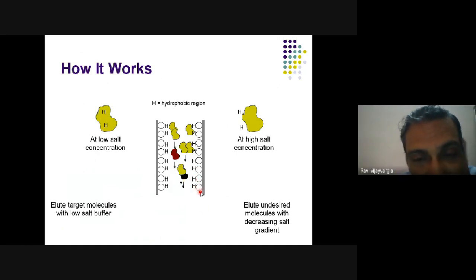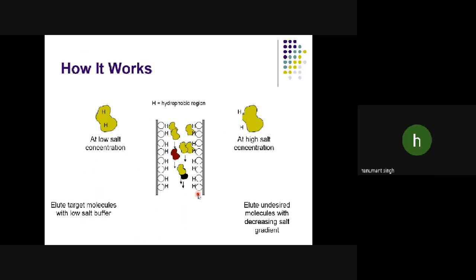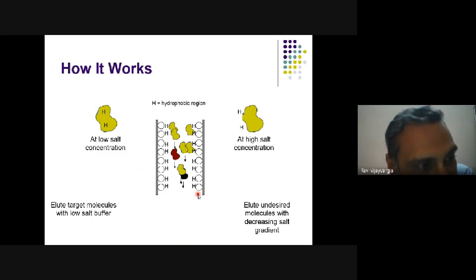Here, this hydrophobic region is not an amino acid. This hydrophobic region is mostly a hydrocarbon chain. For example, it can be CH3, CH3, CH3, CH3, CH2. So it can be a 4 carbon, 8 carbon, 18 carbon chain, like this.